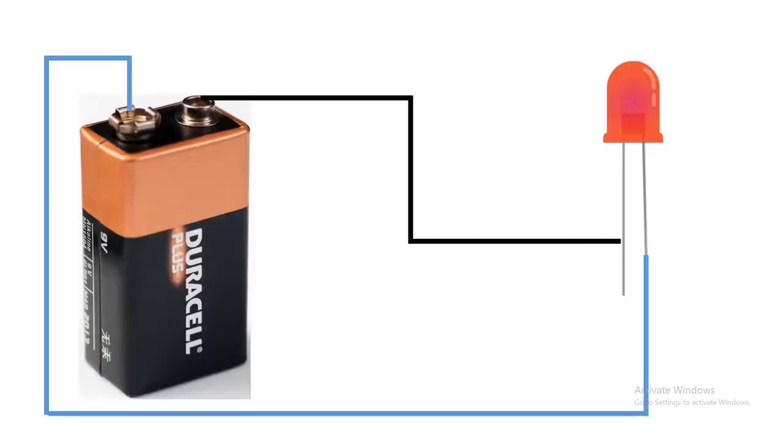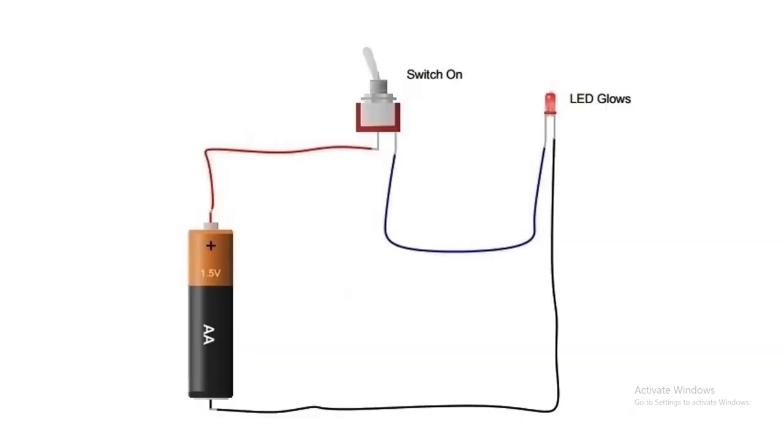So I will give you a simple example here. For example, you have a battery and one LED. You need to glow this LED with the help of the battery. So simply you need a direct connection between the battery and the LED, and the LED glows. When you need to control this LED through a switch, you put a switch between the LED and the battery. Through this switch you are able to control the LED.